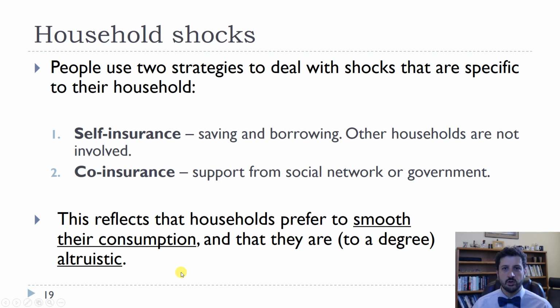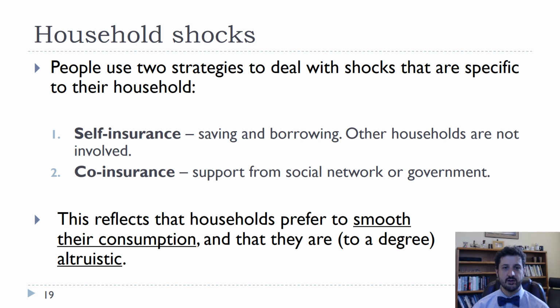And so for household shocks, we can have some sort of insurance policy. We could just self-insure. We could say, all right, in good years, I know I should save a lot of money, and then in bad years, I can use that savings, or if I don't have enough savings, I can even borrow maybe. So with self-insurance, you're just doing it yourself. Co-insurance means that you're relying either on a social network or government. It could be friends, it could be relatives, or there could be a government program in place that allows you to, for instance, collect unemployment insurance or collect food stamp benefits when you have bad luck.